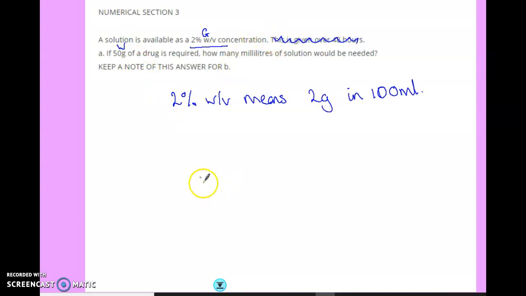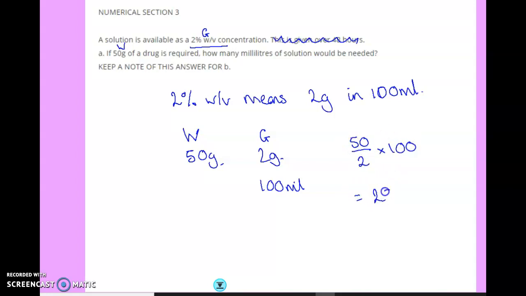We want 50 grams. We ignore this. This is given over 48 hours. We're not interested in that until part B. Okay, so we want 50 grams. We've got 2 grams in 100 ml. So doing want over got times what it's in. So 50 divided by 2 times 100 is 2,500 millilitres.